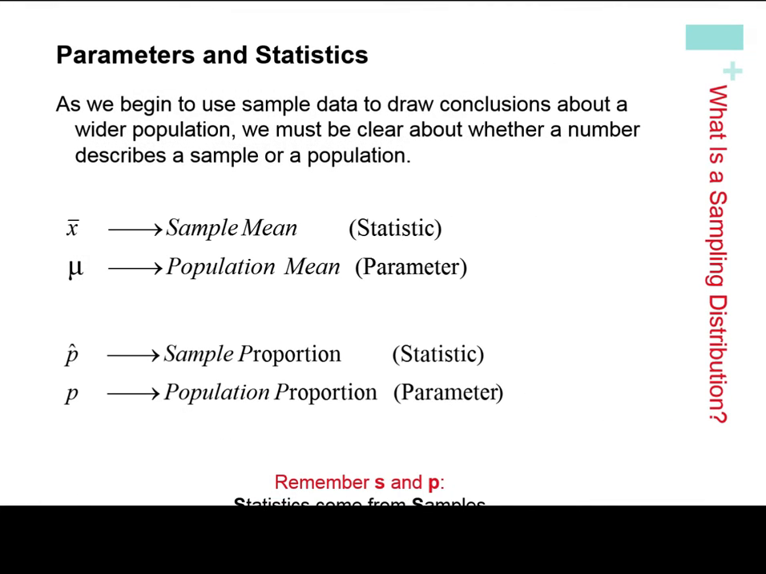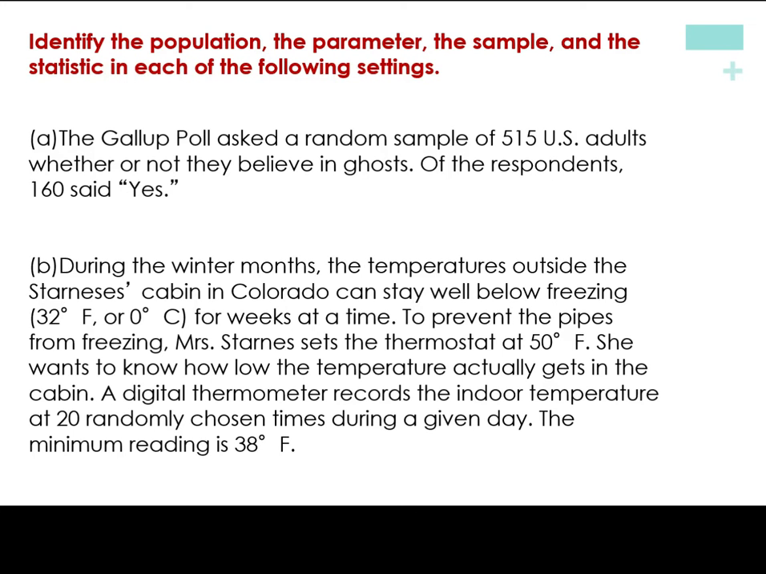So here's what we're talking about. These are means. They're both means. This is a sample, this is for the population, so it's a statistic and a parameter. This is for proportions. This is a sample, and this is a population number. But here's what you need to be able to do: tell the difference between the parameters and the statistics in a problem.